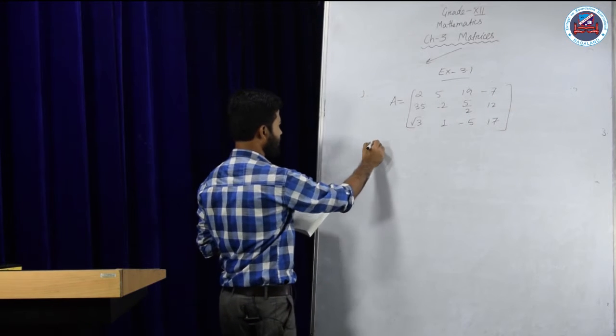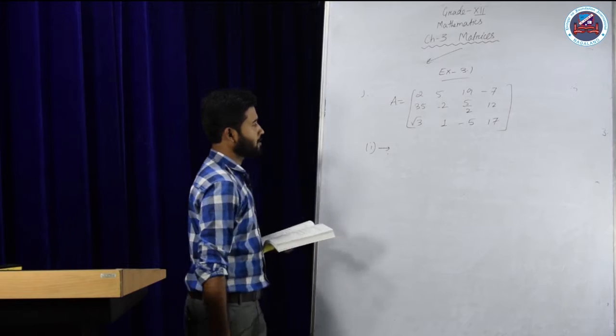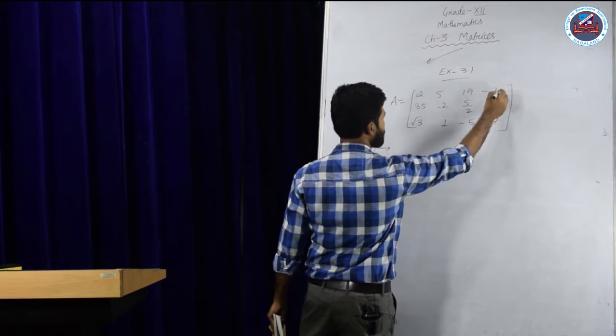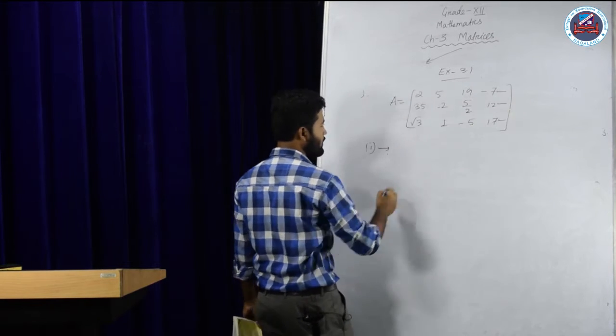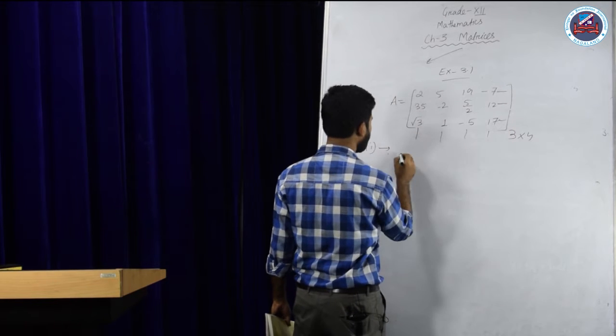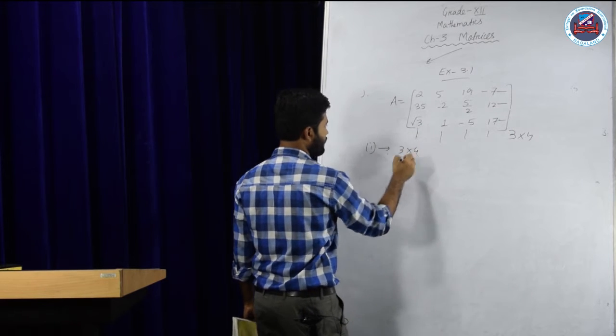The first question is, write the order of the matrix. So what is the order of the matrix? How many rows are there? There are 3 rows, 1, 2, 3 rows, and the columns are 1, 2, 3, 4. So the order will be 3 by 4. So order is 3 by 4.